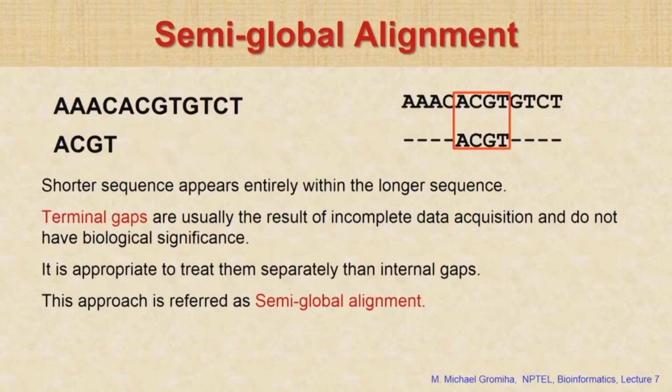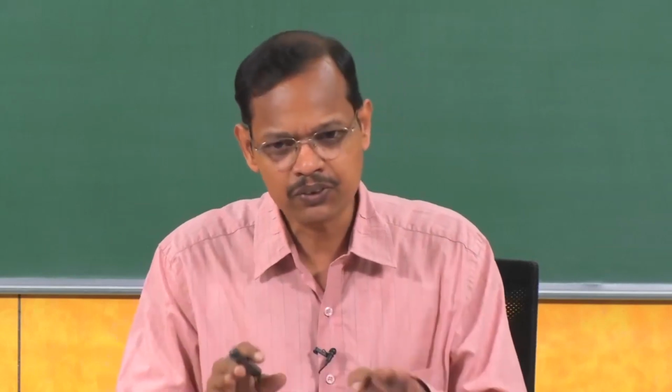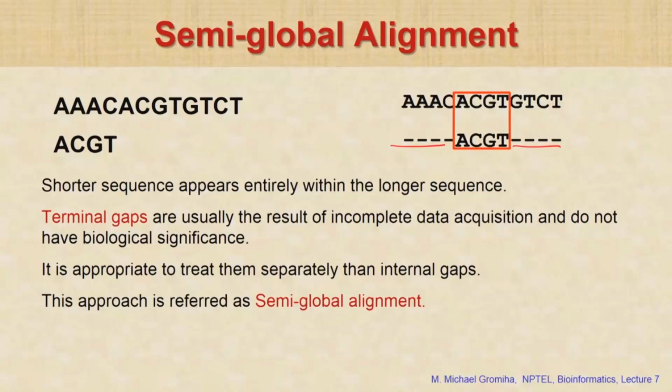There is also another alignment called semi global alignment, which tells you how we can align the different sequences with respect to gaps, internal or outside. In some cases if you see the gaps outside, these terminal gaps are usually the result of incomplete data acquisition and may not have any biological significance. In this case you can remove these gaps, and if you remove the terminal gaps, then we align only the sequences which are in between. This type of alignment we call semi global alignment.